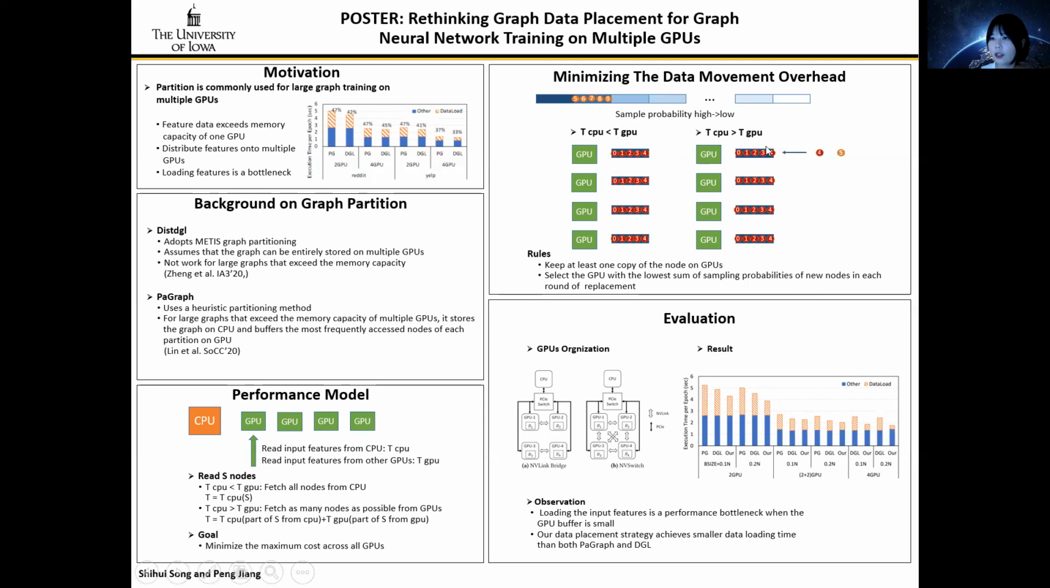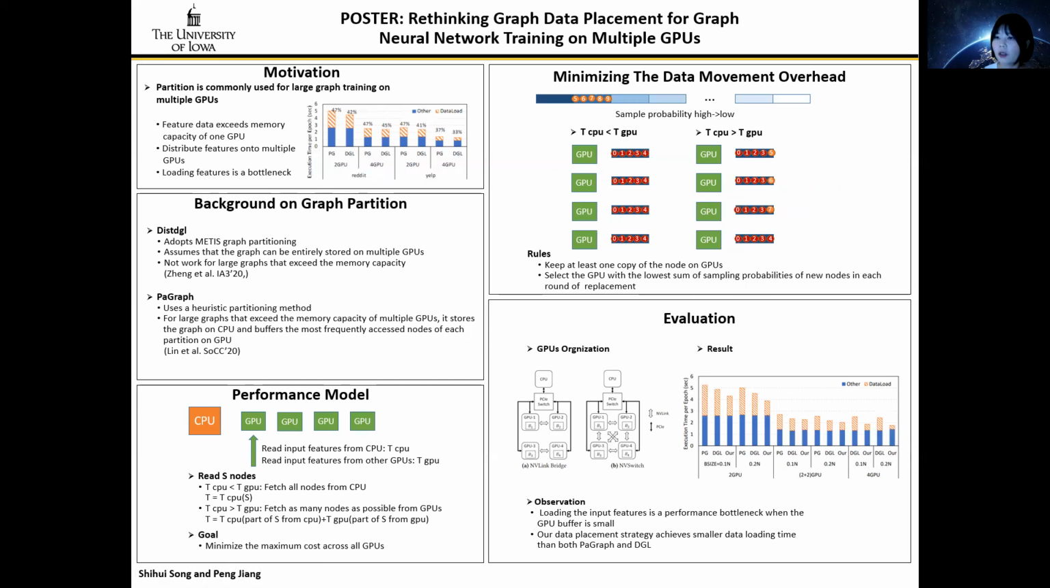For example, in the first replacement, we would like to replace node 4 on GPU 0 with node 5. If the replacement is beneficial, we perform the replacement. Following the same steps, we replace node 4 on GPU 1 with node 6, and we replace node 4 on GPU 2 with node 7. And notice that we will not change node 4 on GPU 3 here, because it has high sampling probability, and intuitively we should store at least one copy of it.